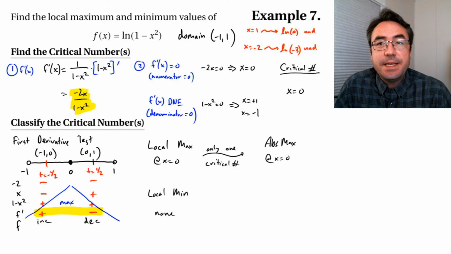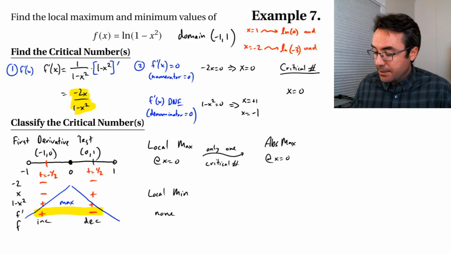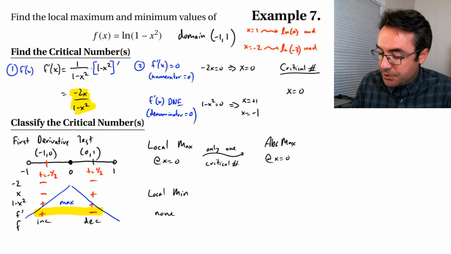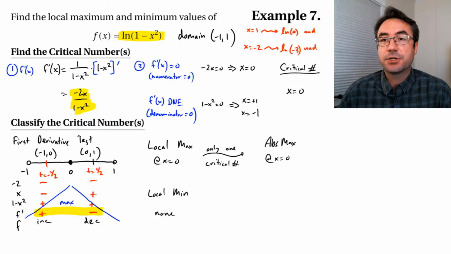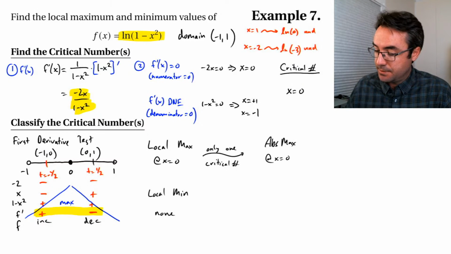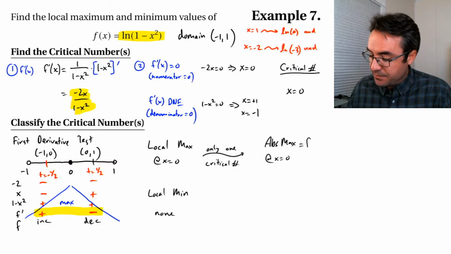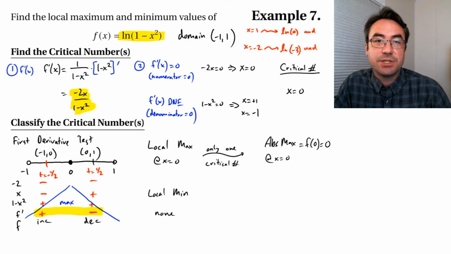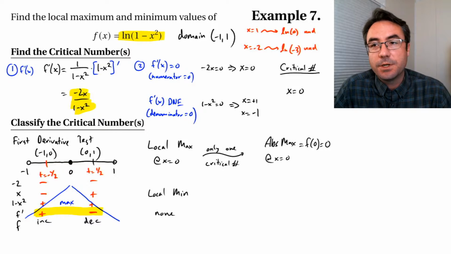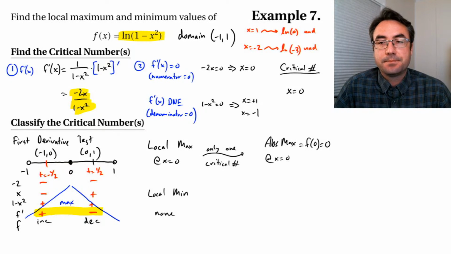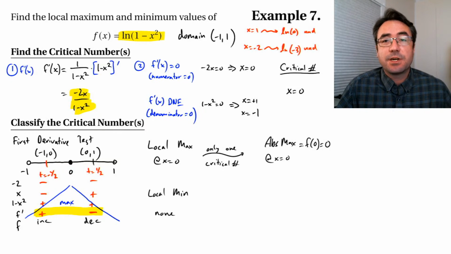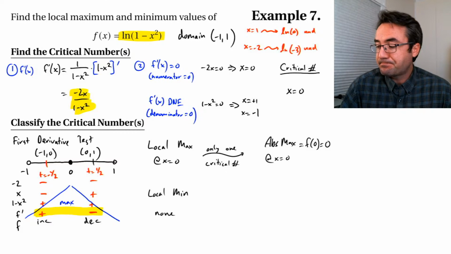All right, so what is the absolute max value of our function? Well, we take 0 and we plug it into the original function, f of x. So our max value then is f of 0, which ends up being just 0. Natural log 1, which is 0. So that's the largest our function ever gets.